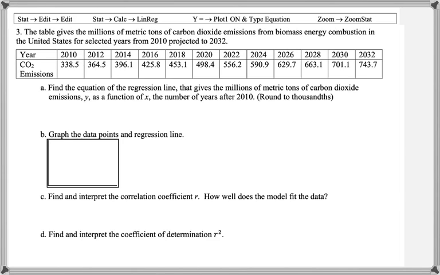Now, this question specifies x as the number of years after 2010. So we can't just plug in the years as we see them. We have to translate them into years after 2010. So 2010 would be x equals 0, because 2010 is 0 years after 2010, or that's our starting point. 2012 is 2 years after 2010, so that would be x equals 2. 2014 would be 4, and so on.